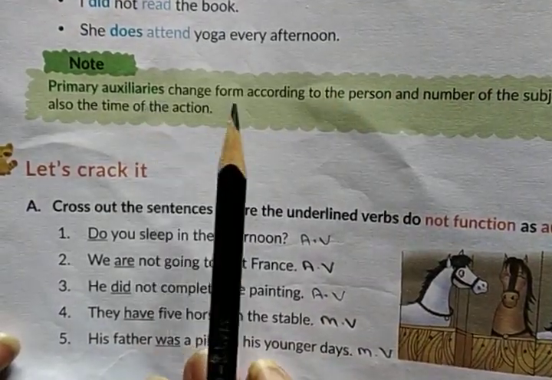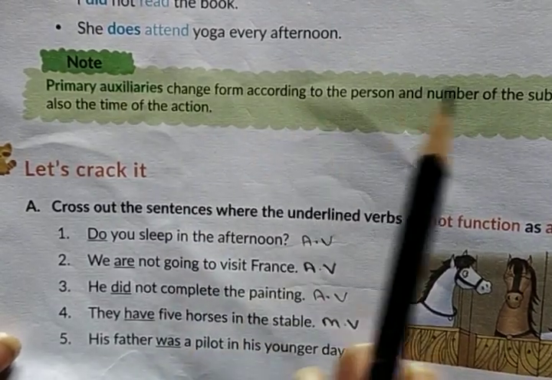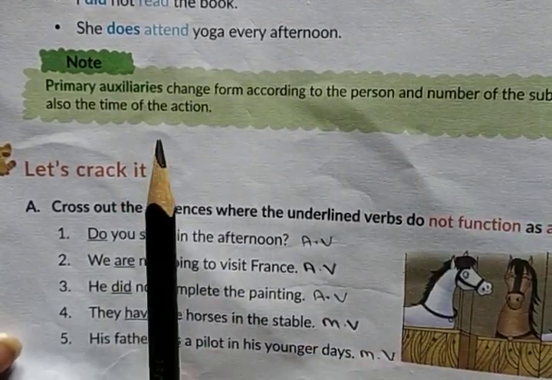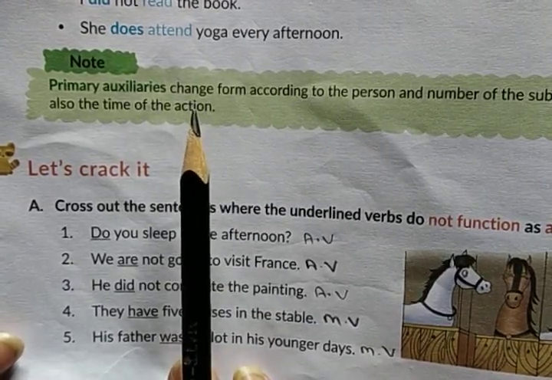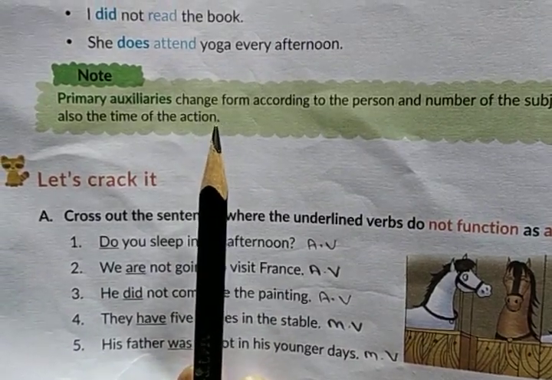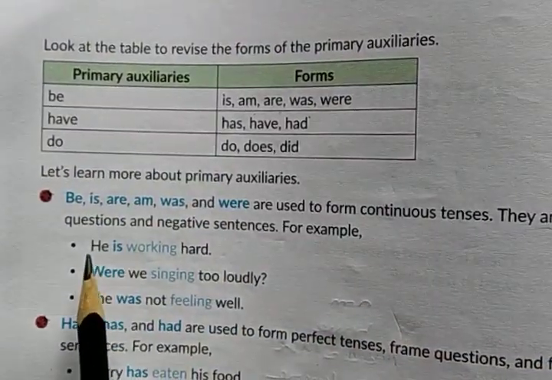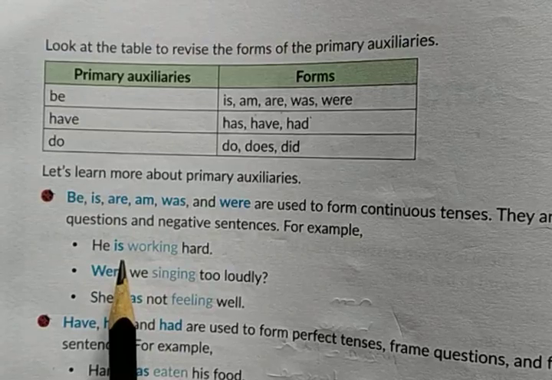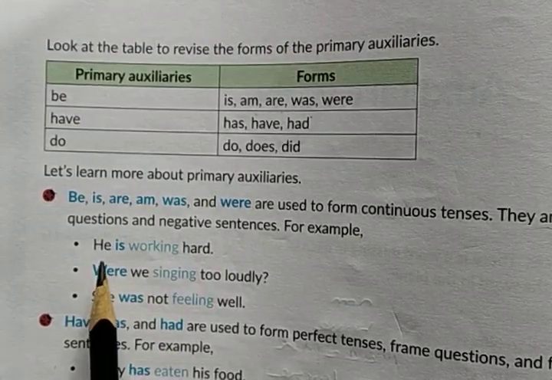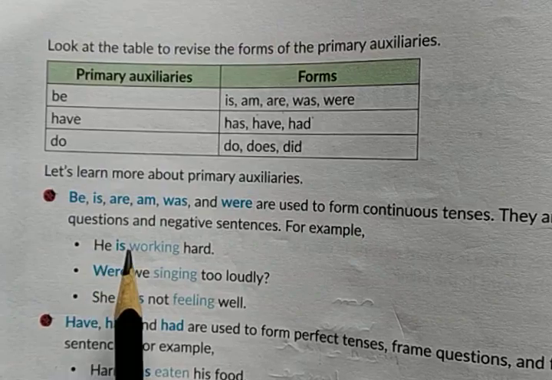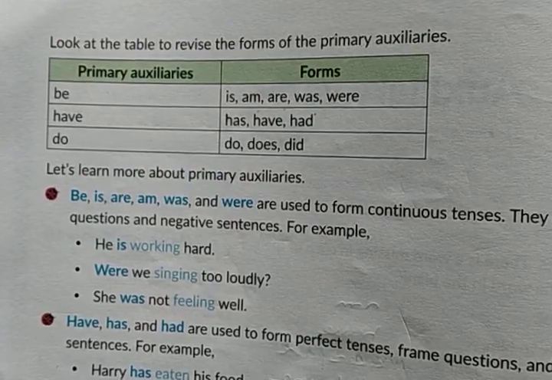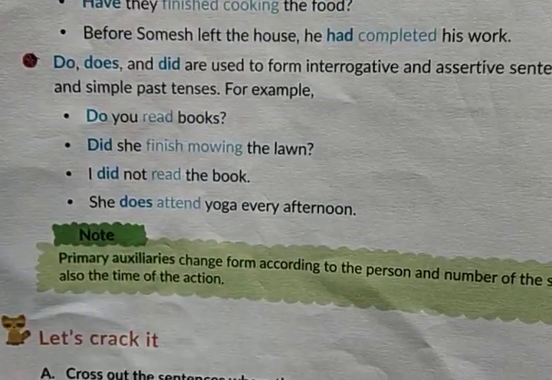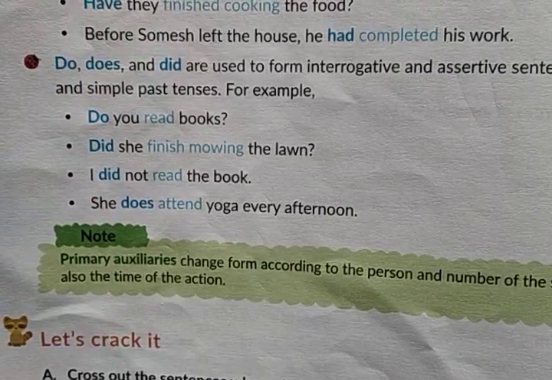Note: primary auxiliaries change form according to the person and number of the subject and also the time of the action. You have seen in the above examples that primary auxiliaries change their form according to the person and number of the subject. As you can notice here, "he" is singular, so with "he" we will use a singular verb, that is "is." If I change the subject and say "they," then what will we say? "They are working hard." So the primary auxiliary will change form according to the person and number of the subject and also the time of the action.